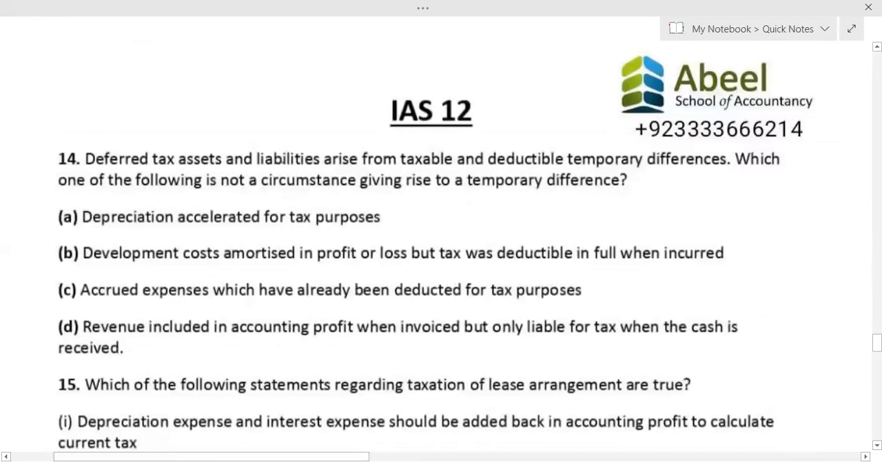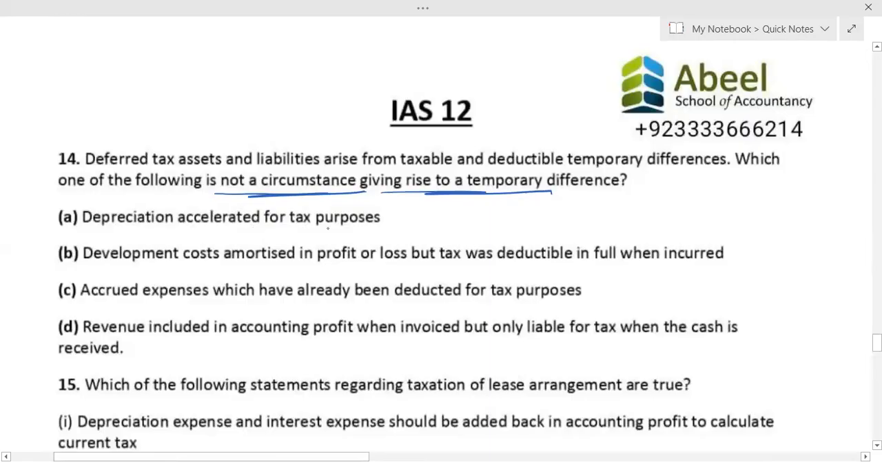Deferred tax assets and liabilities arise from taxable and deductible temporary differences. Which of the following is not a circumstance giving rise to a temporary difference? Always remember one point. Whenever taxation and accounting treatment is the same, there will be no taxable difference and no deductible difference. These differences will only arise when accounts and taxation treatments are different. So we need to find out when there will be no temporary difference.